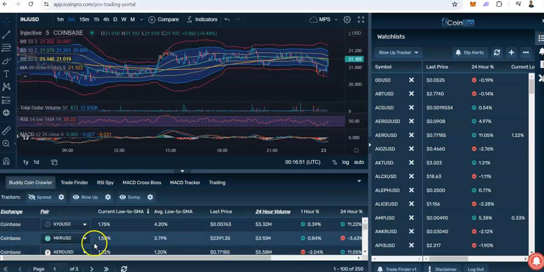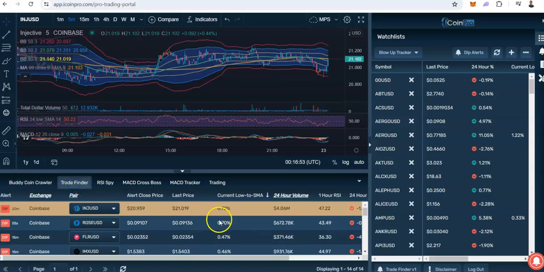So we can't find anything in Buddy Coin Crawler. We can't find anything in Trade Finder. That's how easy it is. You just click on the first coin. You look at the dips. 1, 2, maybe 3. But there's not enough margin for us to make profit. So we're going to go ahead and skip it.